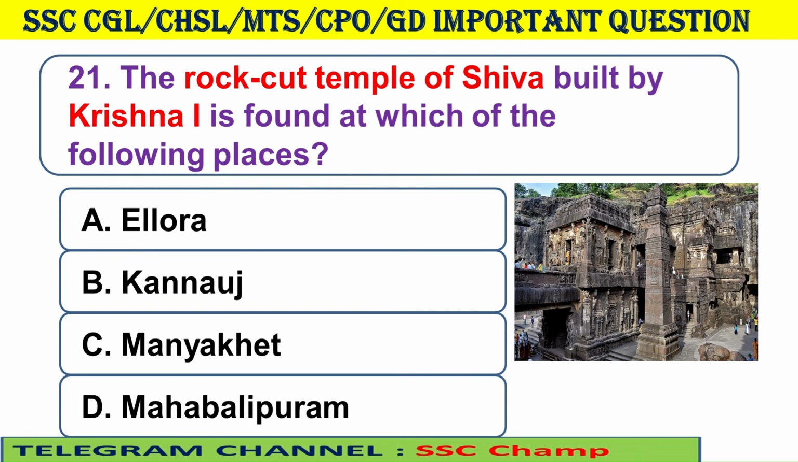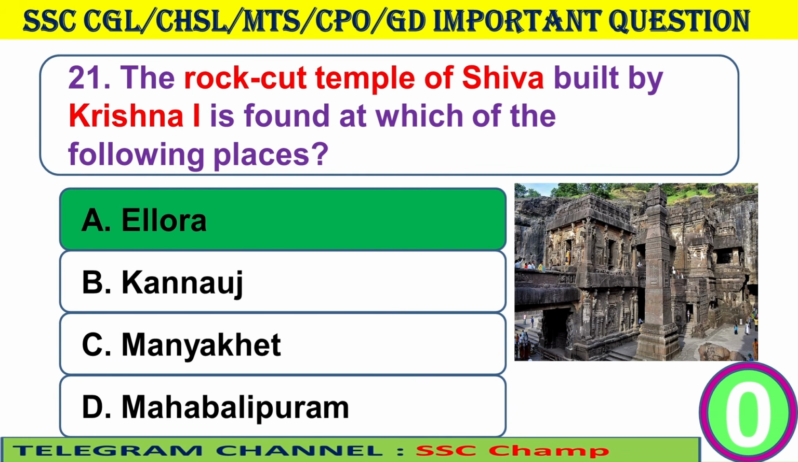The rock cut temple of Shiva built by Krishna I is found at which of the following places? Option A, Ellora, Option B, Kannauj, Option C, Manyakheta, Option D, Mahabalipuram. Correct answer, Ellora.